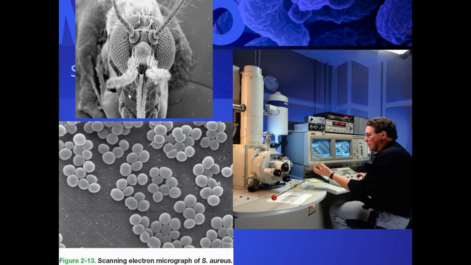This is a mosquito. You can see clearly how much detail of the surface of the mosquito we can see with the scanning electron microscope. And these are grape clusters of Staphylococcus aureus. They really look like grapes. And this is how the scanning electron microscope looks in real life.